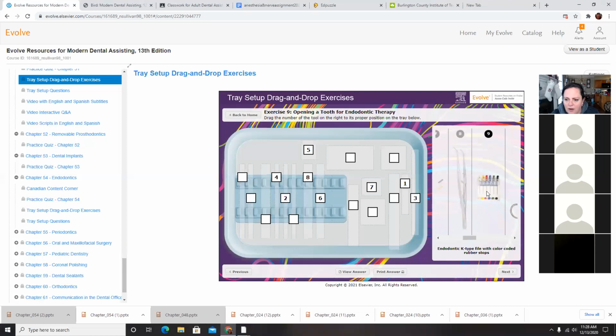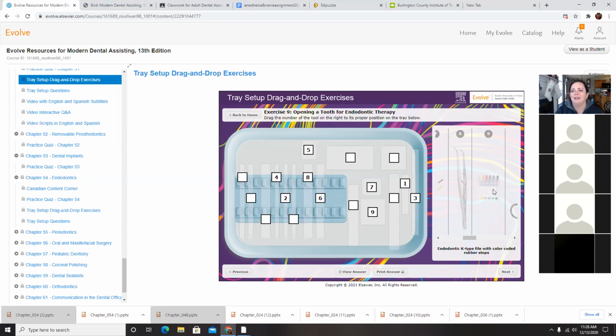Okay, these are K-Flex files with stops. Okay, and these are going to be used to initiate the start of the canal. All right, so we're going to start out with a smaller file, let's say a 10, we'll go up to a 15, a 20, a 25, until we get to the size of the canal.